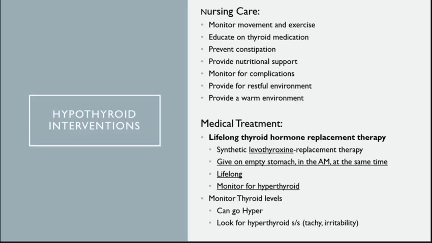The patient's going to need to have thyroid panels done regularly, every few months, to make sure they're on the right dose. And how do we know that the dose is too high? Well, they're going to start to look like they're hyperthyroid. Their heart rate's going to speed up, they're more irritable, they're losing weight.